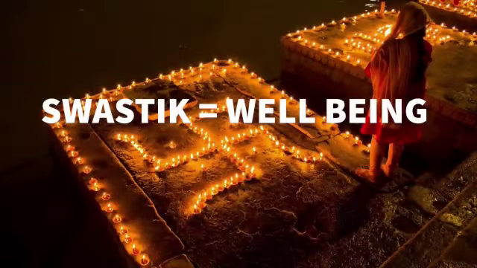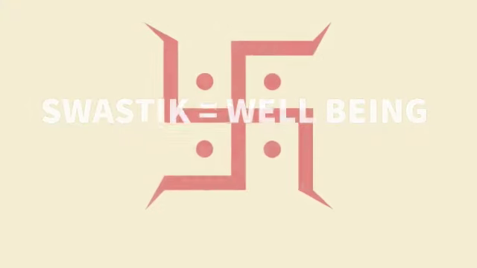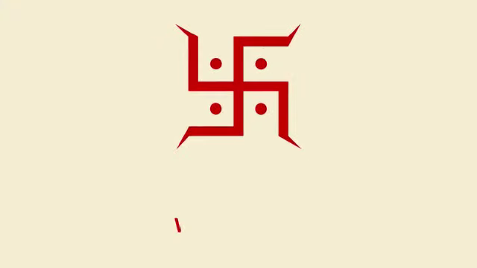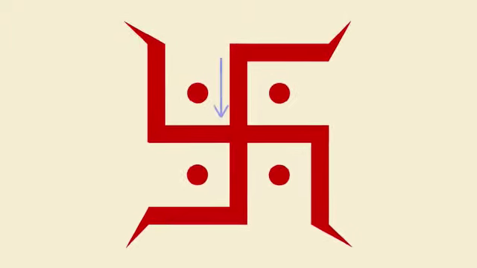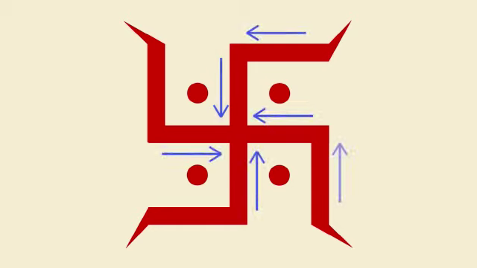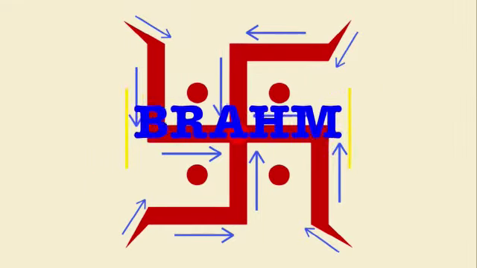Swastina Indro Vritashava. Swastik comes from a sandhi of su, or well, plus asti, or being. The first set of four perpendicular arms are drawn clockwise from the outside in, and the center is representative of Brahm, all energies converging into a centrifugal force of our Creator.